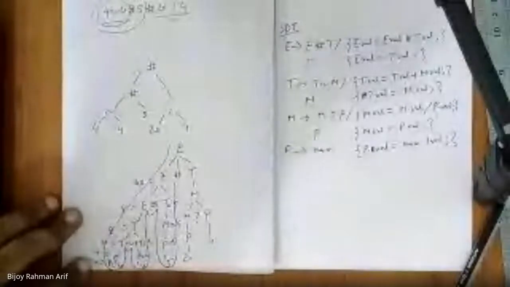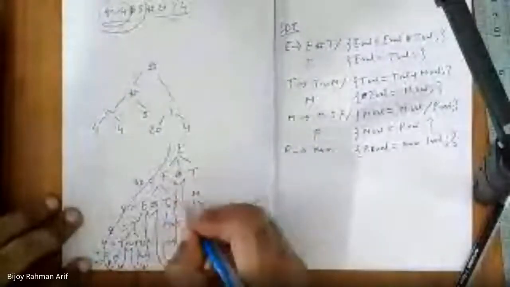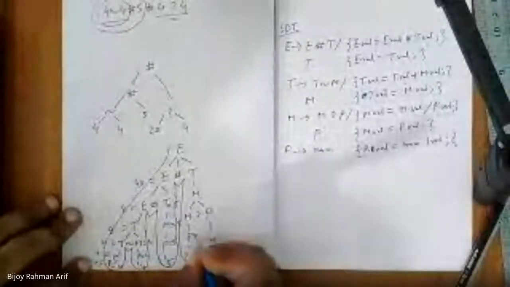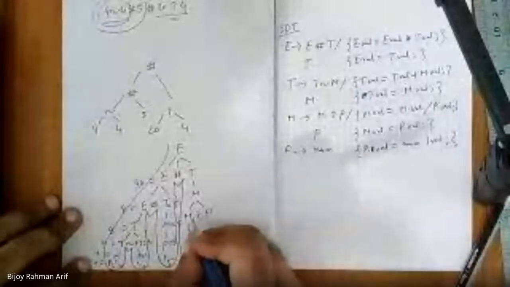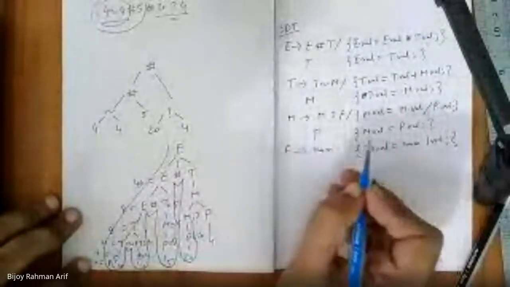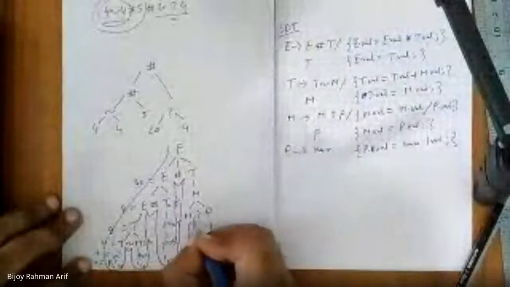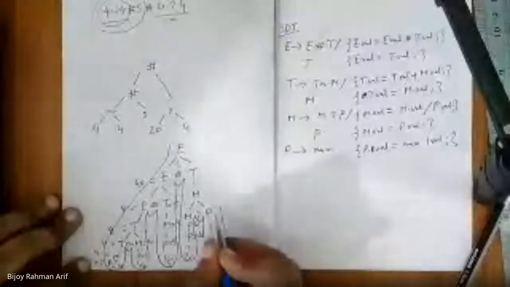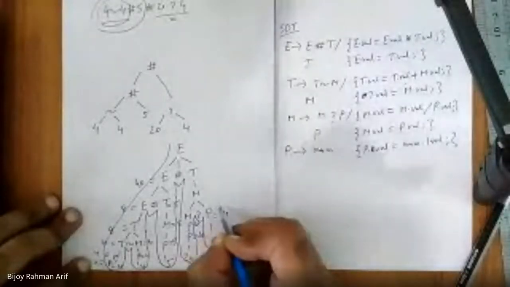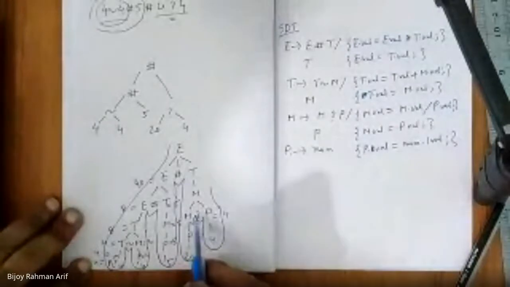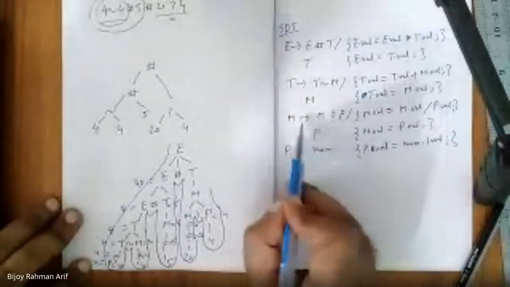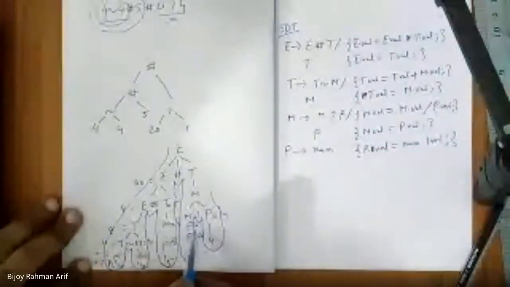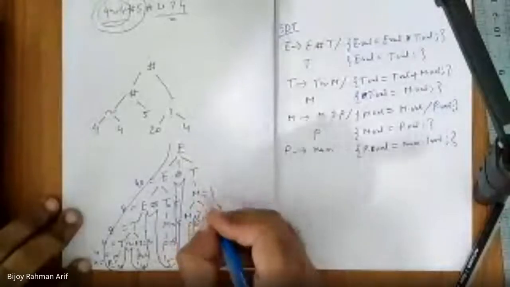Did you get it? Then I get a hash. It is not reduction. This one is a reduction. 20 reduced to P. Num reduced to P. What is the action? P becomes 20. Then P reduced to M. What is the action? M val equal to P val. So it becomes 20. Then I got a question mark. It is not reduction. Then 4 reduced to P. So what is the action? P becomes 4. Then finally this one is a reduction. M question P reduced to M. What is the action? M val is nothing but M val divided by P val. Current M val is 20. P val is 5. So after division we get a 5.